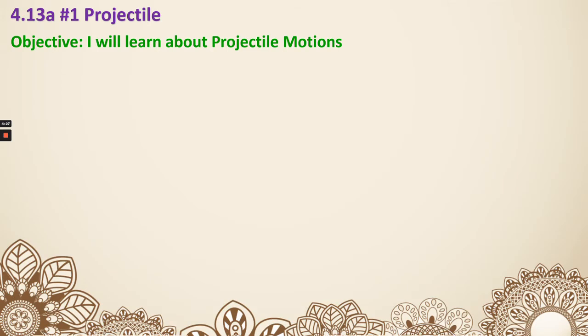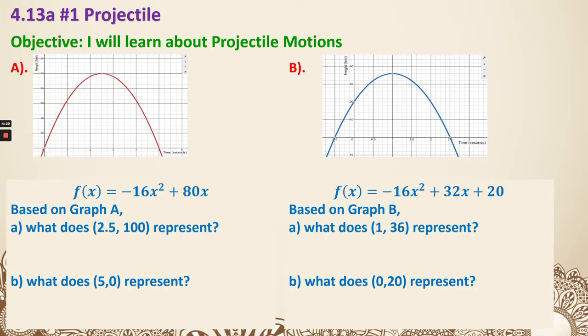So now let's put them together. If you have noticed, the graph actually says height and time. So you can pause here to try to think: (2.5, 100) is right here, and 5 is right here, and in this case 36 is right here, and (0, 20) is right here.